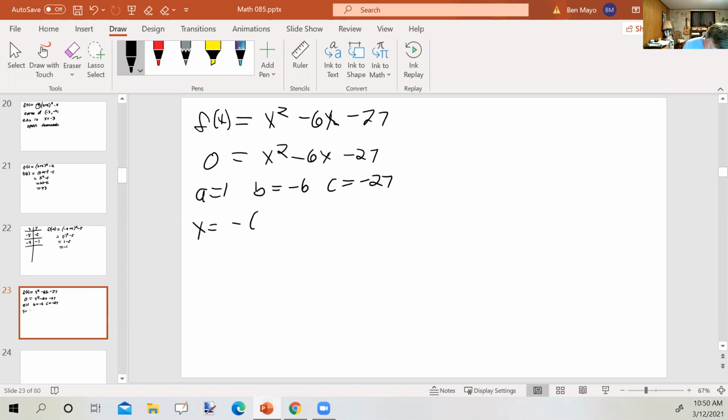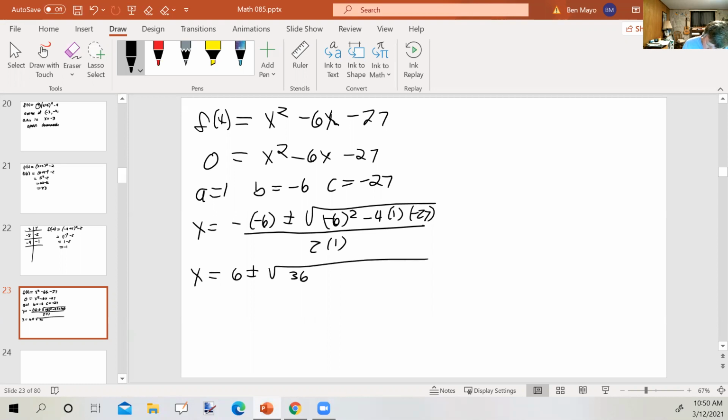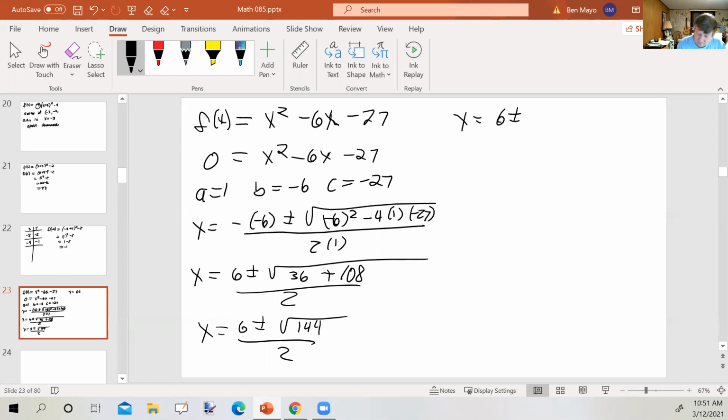So x equals negative b plus or minus the square root of b squared minus 4ac all over 2a. So x is 6 plus or minus the square root of 36 plus 4 times 1 times 27, which is 108, and it's plus because it's -4 times +1 times -27. That's all over 2. So x is 6 plus or minus the square root of 144 over 2. So x equals 6 plus or minus the square root of 144, which is 12.